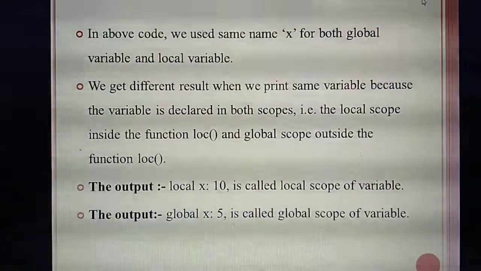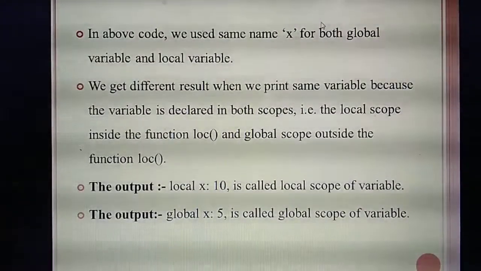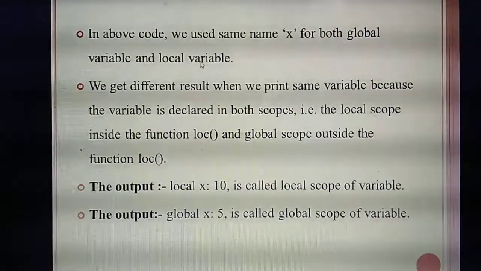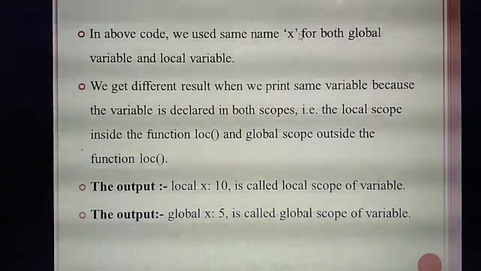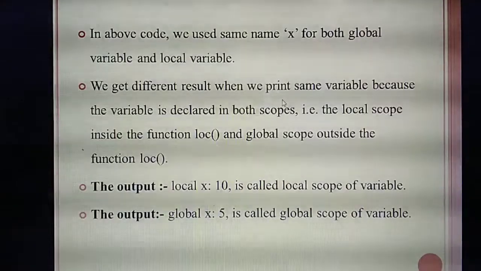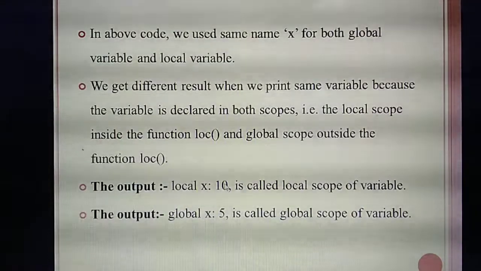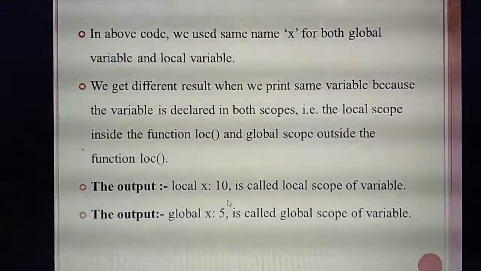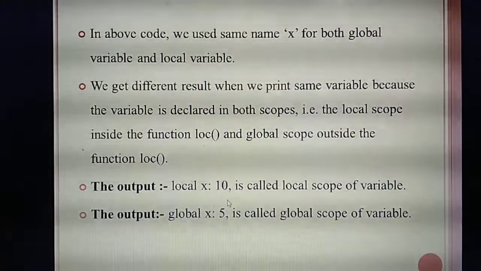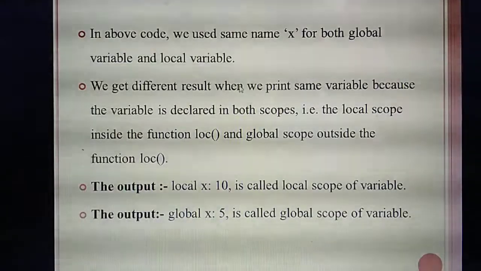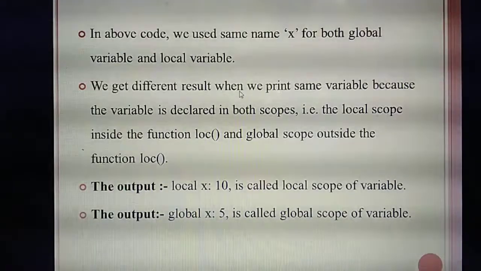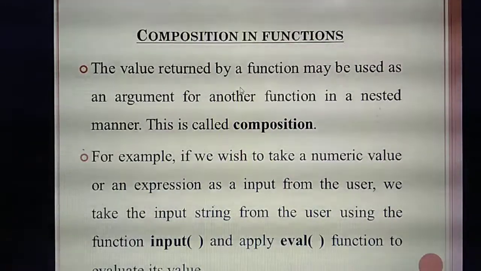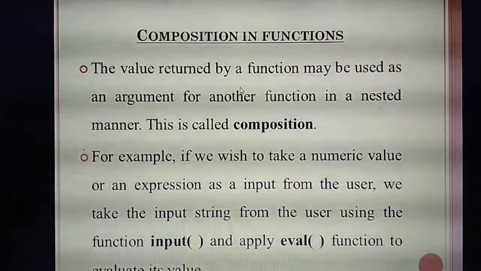Whatever I have said, they have explained the same thing in the theory. Both the global variable and the local variable are given the same name x, but you are getting different outputs. The variable name is the same, but the value will be different. If you read this, you can understand. Whatever I have explained is given in the theory part. Understand? Yes.